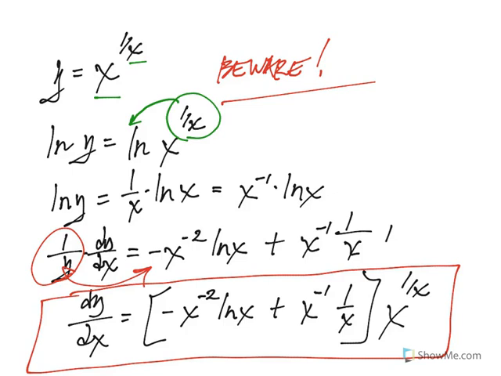So again, variable to a variable power. You don't have a formula for it. You must use logarithmic differentiation.